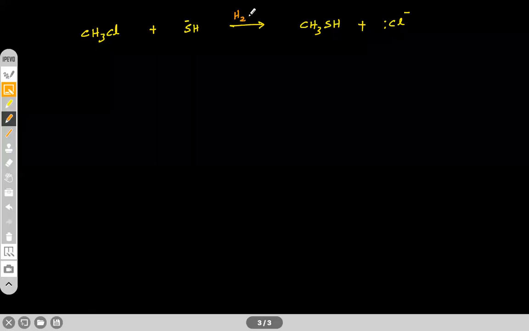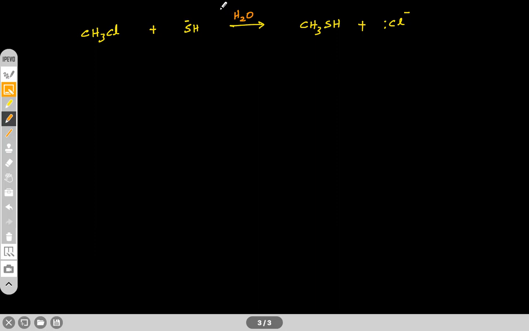The product here depends upon what nucleophile we are using. This reaction takes place and converts into CH3SH, and Cl minus goes out. So this SH minus displaces the chlorine. And suppose I am taking some solvent here, H2O. This reaction takes place in this solvent.